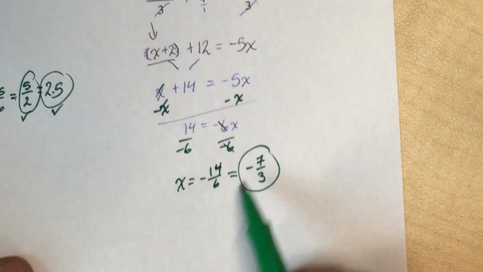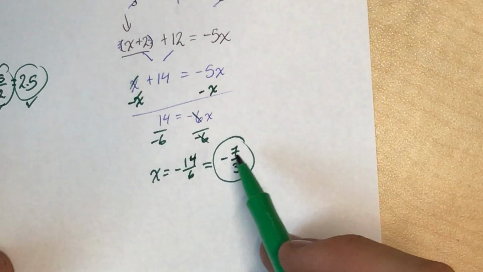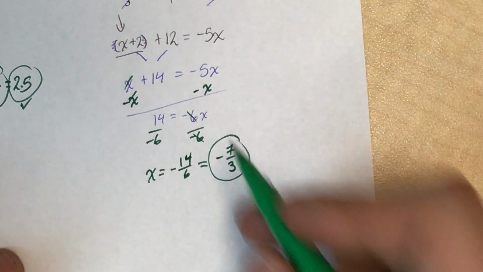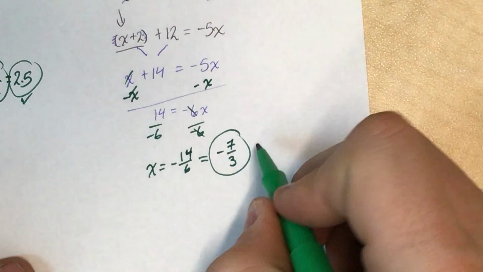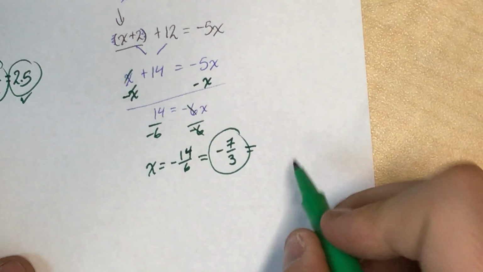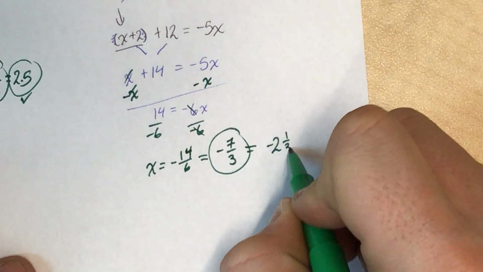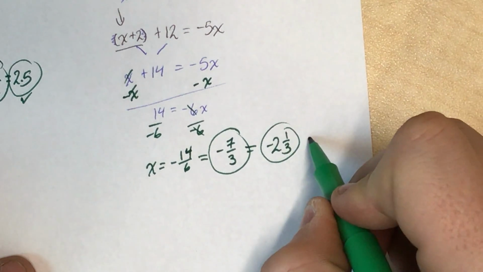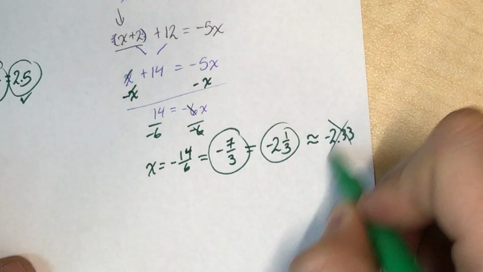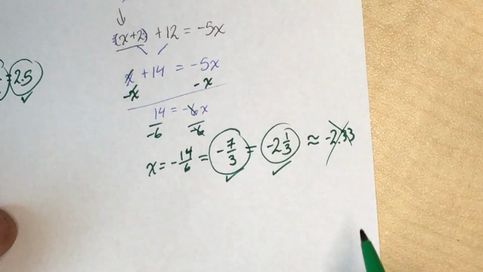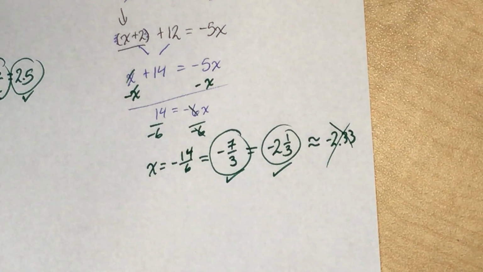Now 7 over 3, if we put that into our calculator, 7 divided by 3, you would get a decimal, and we don't want to leave it as a repeating decimal. So we'll leave it as a fraction. Now you could say this is negative 2 1/3. I'm okay with that, but I don't want you to round it to negative 2.33 or whatever. Do not do that. Just leave it as the exact fraction or a mixed number.